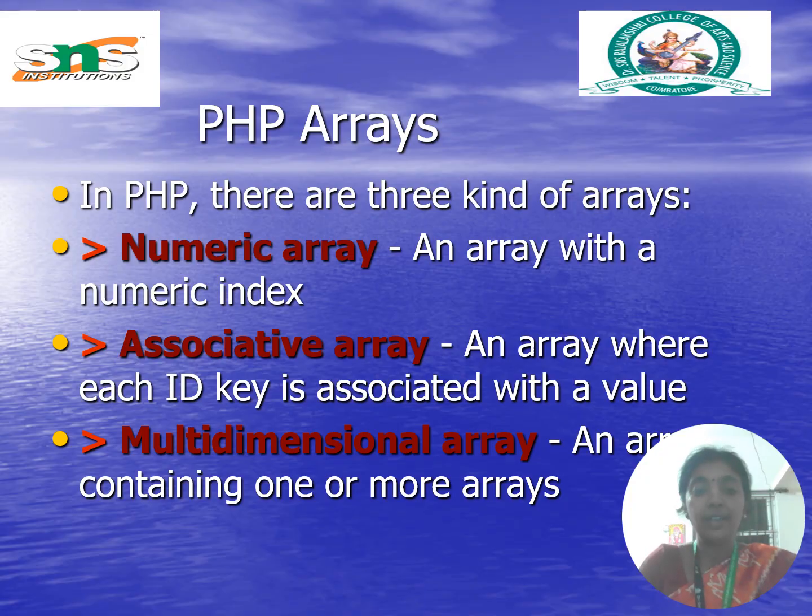In PHP, we have three types of arrays. Numeric array, an array with a numeric index. Associative array, an array where each ID key is associated with a value, that is, key value pair.